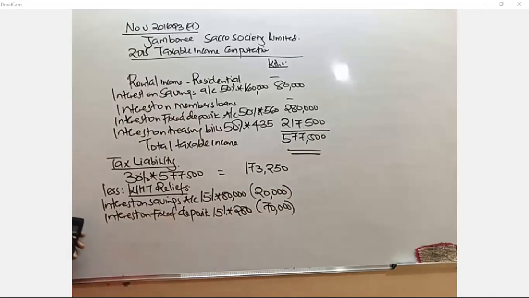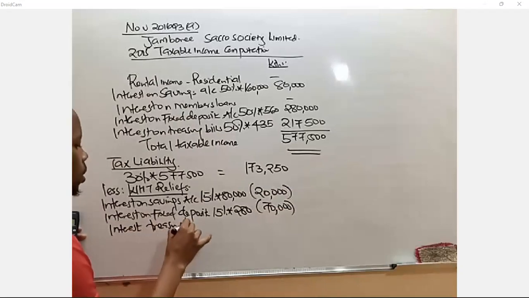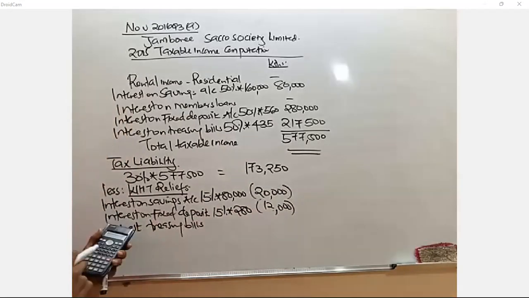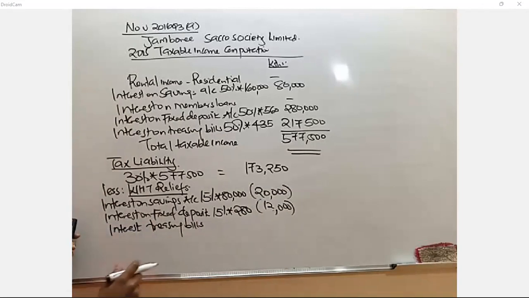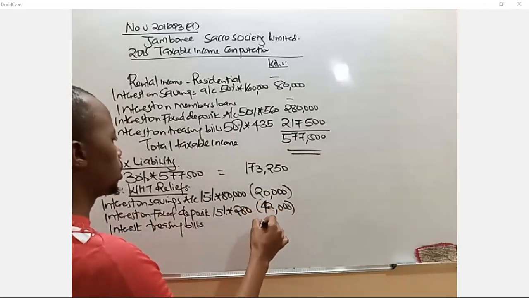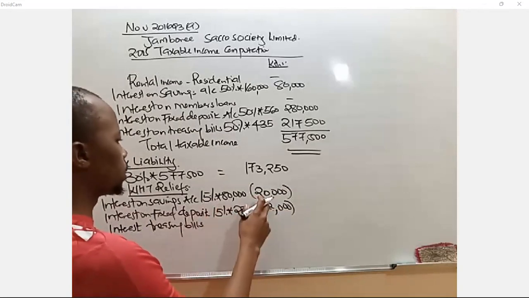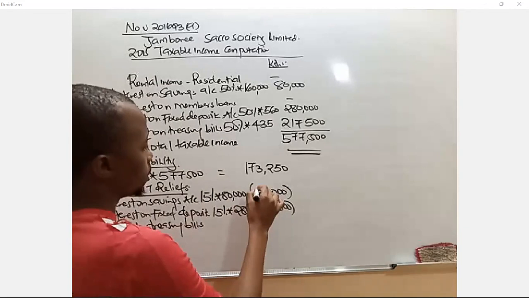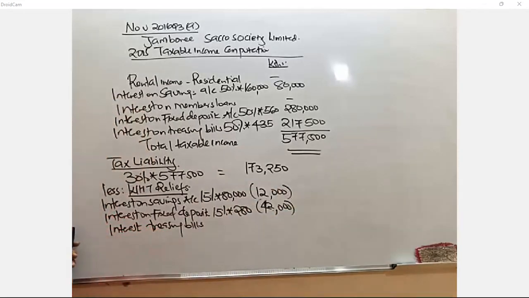We also have 15% interest on treasury. 15% of 80,000 is not 20,000. Is how much? 12,000. Yes, and also for 280 is 42,000. 15% of 80 is not 20. No. Well, okay. I was doing different math.